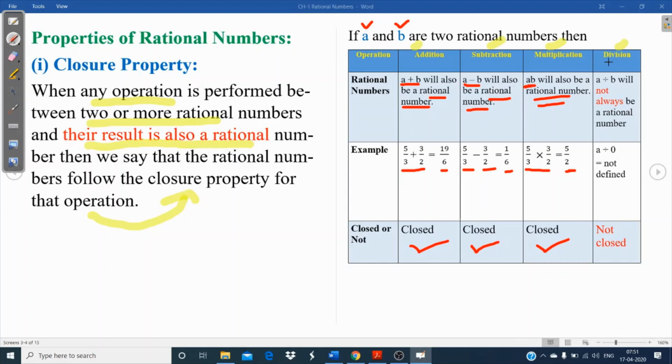Now our last operation is division. Whenever you are dividing two rational numbers, sometimes you can get a rational number, but not always. If you take a case, let one rational number be 5 by 3, and if we divide this rational number 5 by 3 by 0, any number divided by 0 is not defined. So in division, the closure property does not hold.